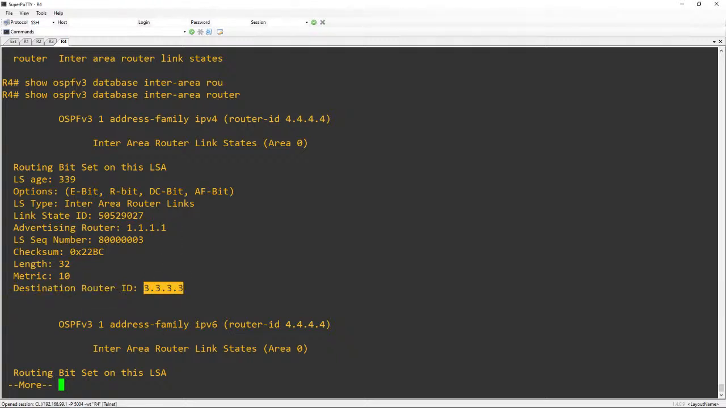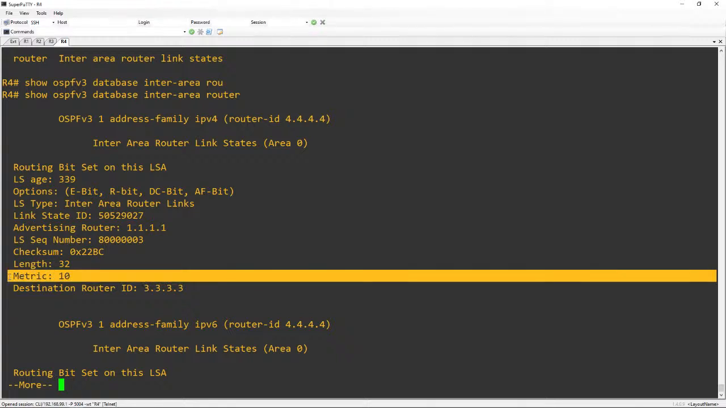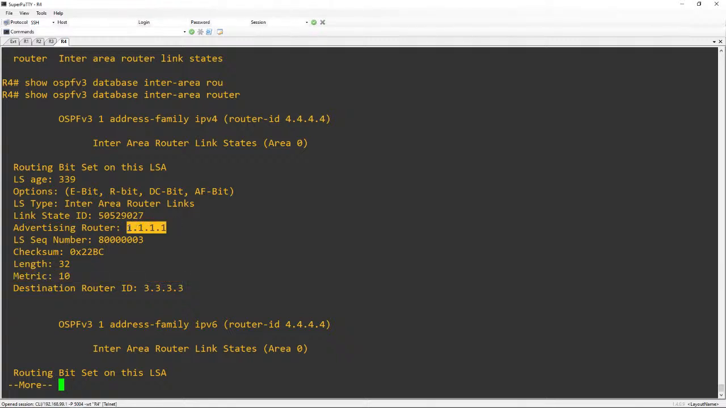So notice it doesn't describe anything about the external networks. It doesn't describe the type 5s. It doesn't describe the redistributed routes. It simply describes who is originating external routes. How do I get there, or what does it cost me to get there from the perspective of the ABR? And then again, I would use my type 1s to get to the ABR. Okay? So that's my type 4.